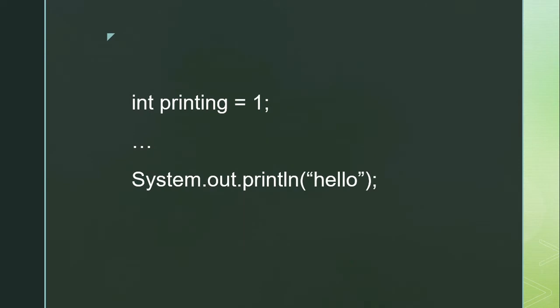if somewhere in the code there is a variable printing, and we want to check if the value of printing is 1, and only in that case print the string hello to the screen. This is what an if statement is for.